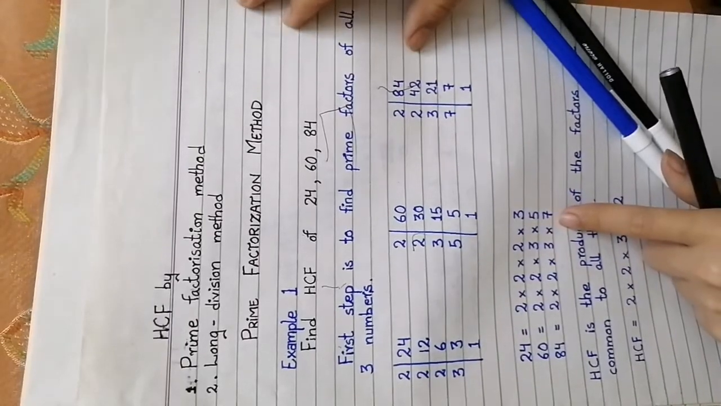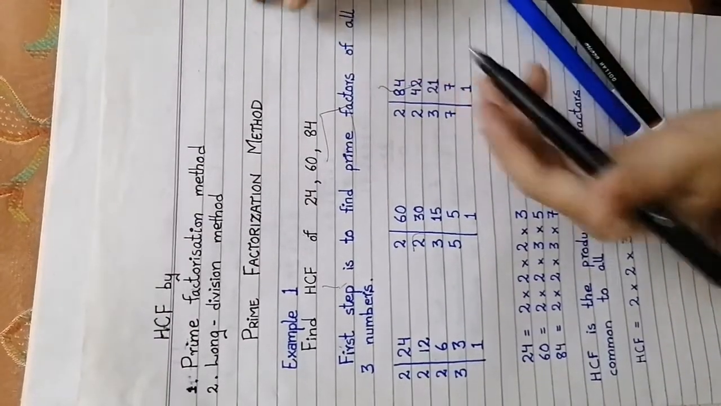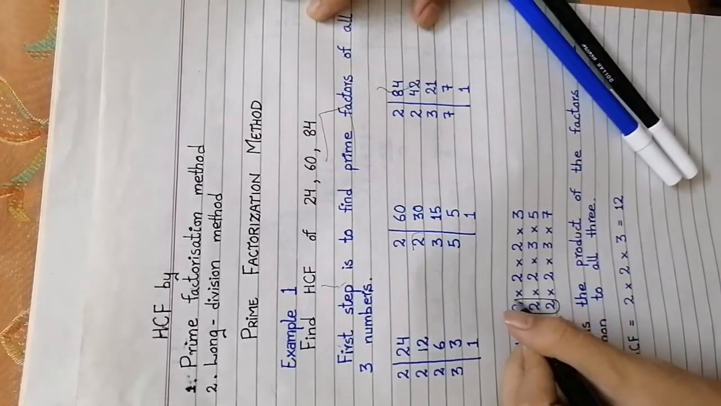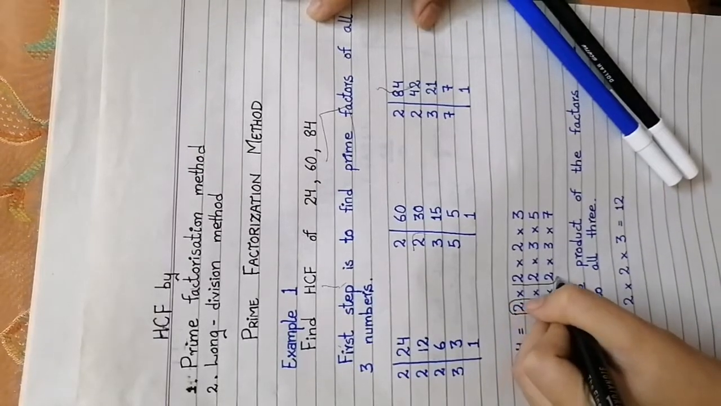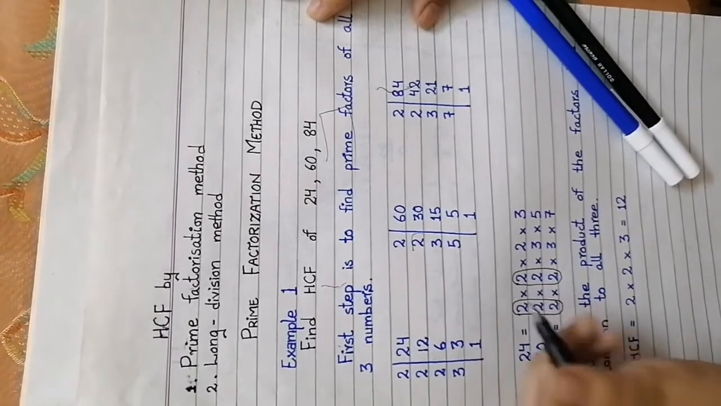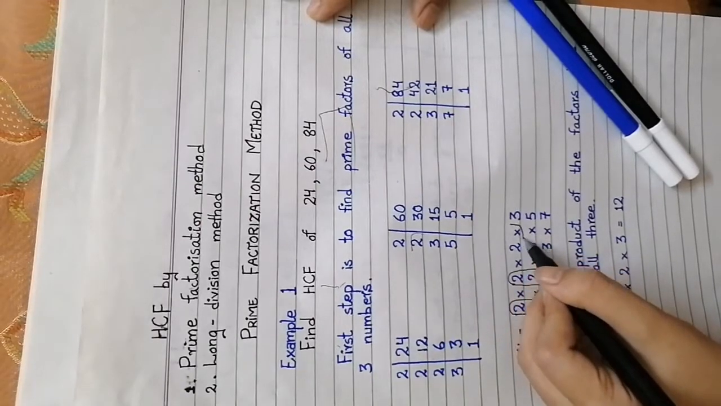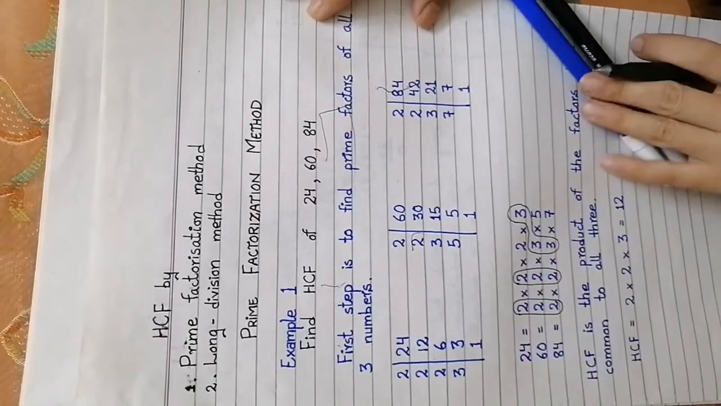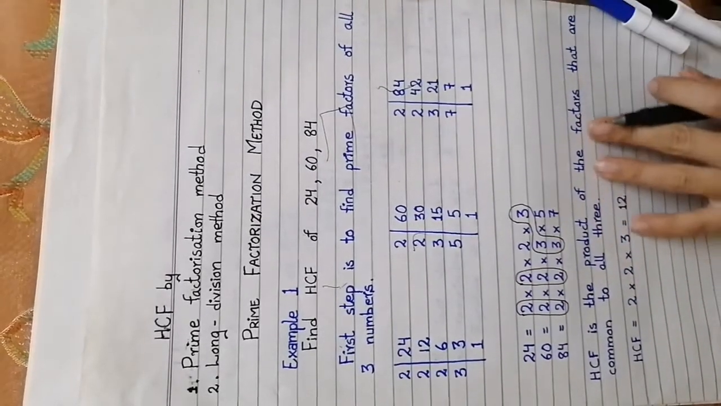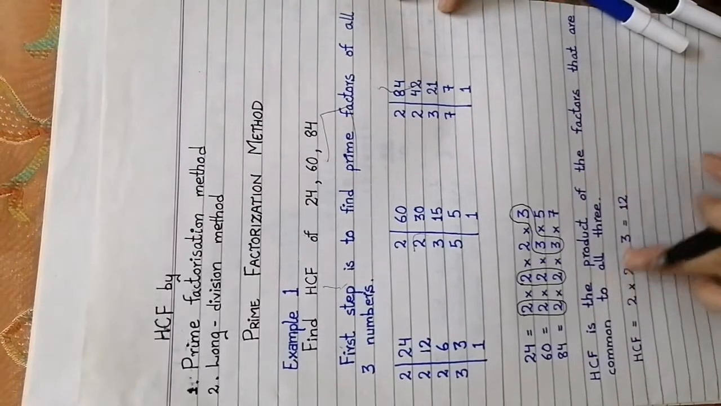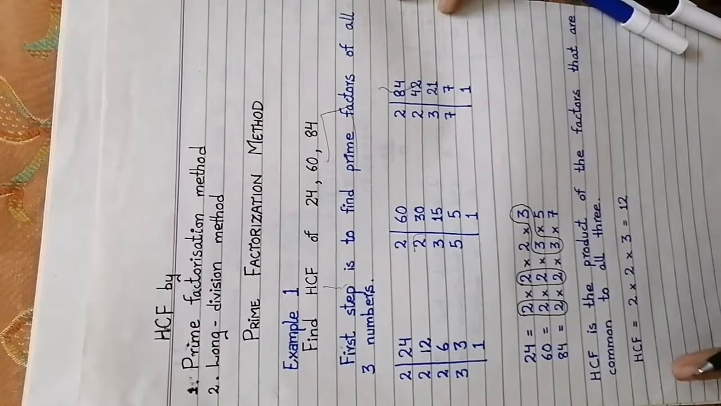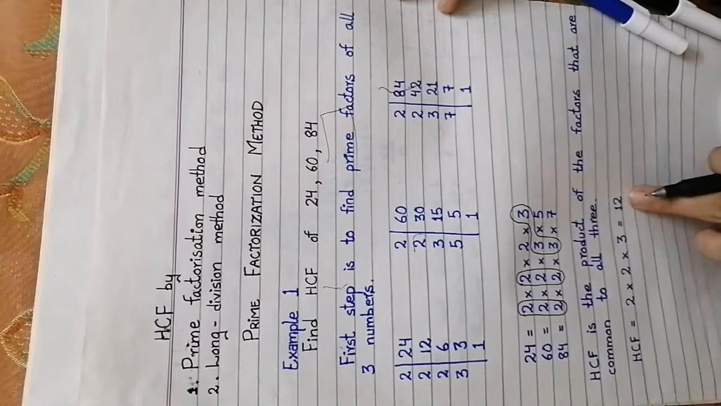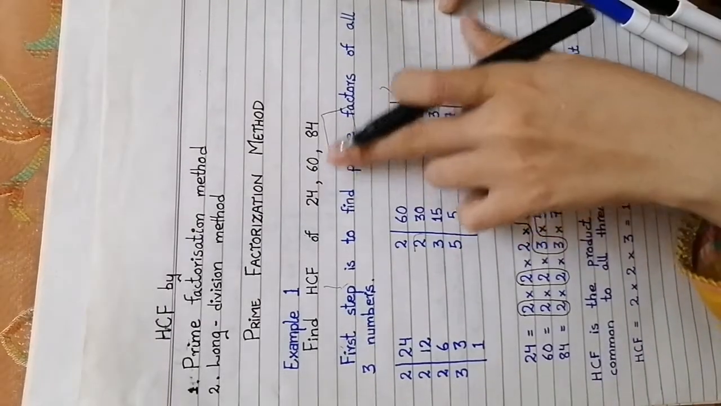Now next step, we have to find the common factors. What are our common factors? This 2 is common and here this 2 is common, and here can you see this 3 is also common. Look here, like this. So HCF is the product of all factors that are common to all three numbers. Now what we get? 2 multiply by 2 multiply by 3 is 12. So 12 is the HCF of these three numbers.